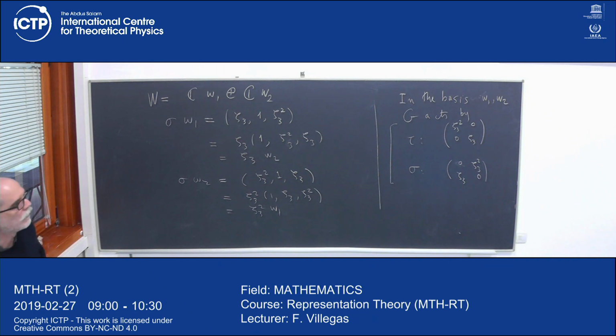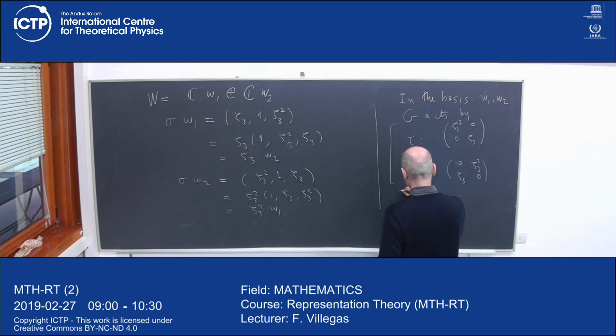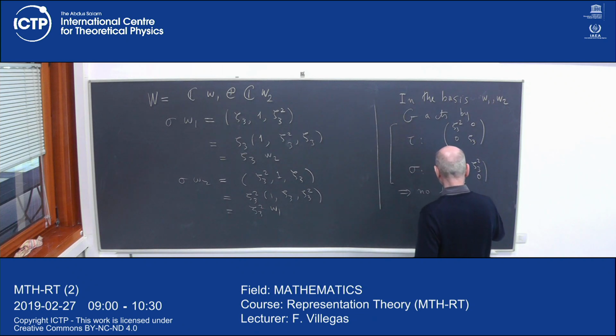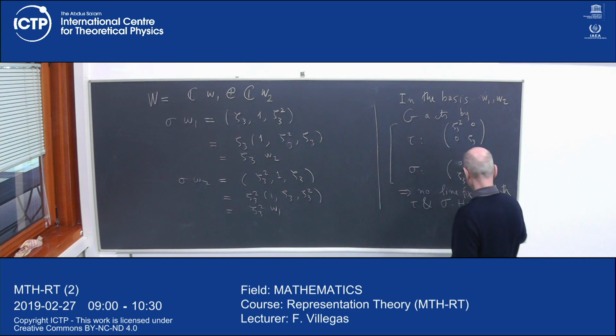Yeah? So this implies there's no line fixed by both tau and sigma. Hence, W is irreducible.